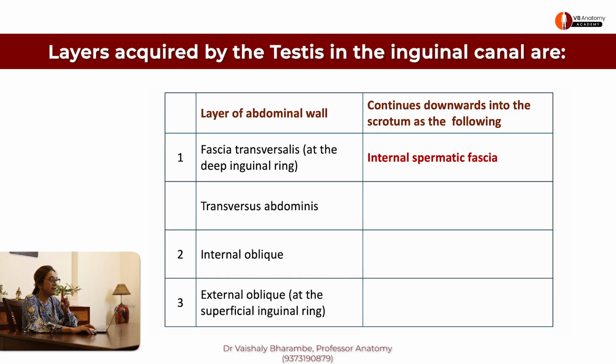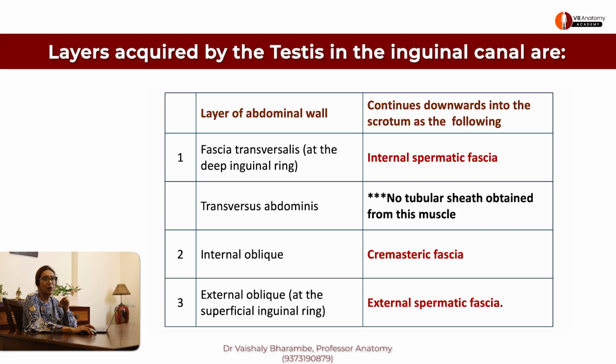Clear? Just a quick recap. Fascia transversalis, internal spermatic fascia. Internal oblique, cremasteric fascia. External oblique, external spermatic fascia. What about transversus abdominis? Nothing, because testes never pass through the transversus abdominis muscle. Right. So with this knowledge, we have descended the testes into the scrotum. We've got its layers covering it: tunica vaginalis and the various fascia covering testes.